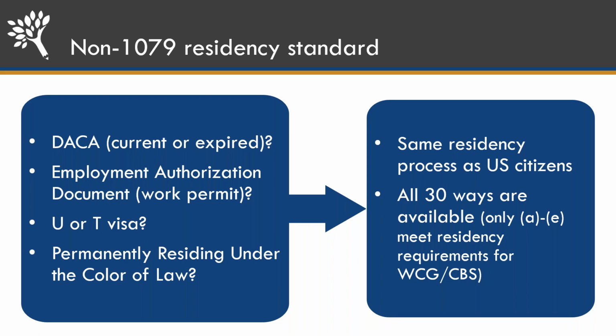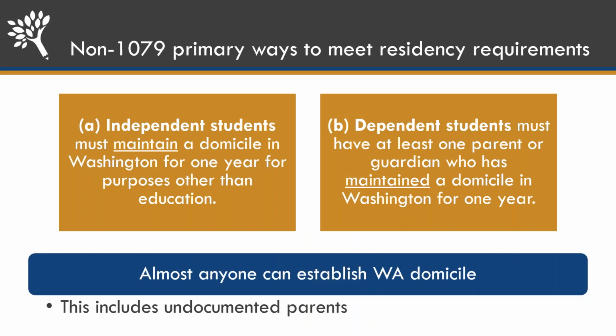It does come up. I kind of see it as the last chance for a student if they don't meet residency through A or B, if they don't meet the 1079 requirement. This is kind of their last chance.